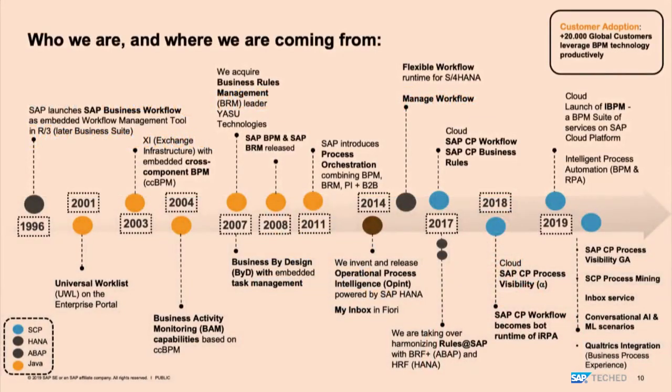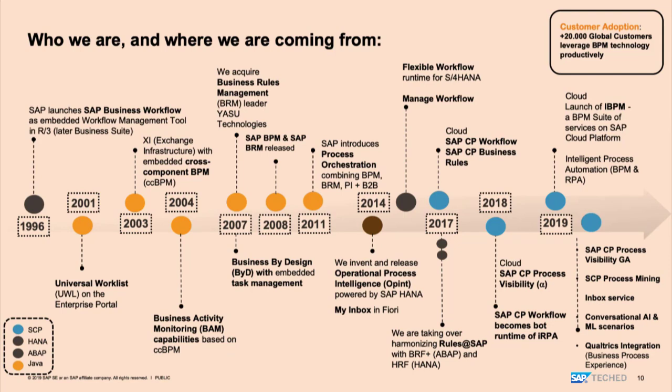Okay, so intelligent business process management. Let's quickly revisit what we've been doing all the while in the area of BPM. Actually, it dates back to 1996 when we first released SAP Business Workflow for ERP at that time. And that was like the first product we had in that domain, right, for automating business processes via workflow technology.